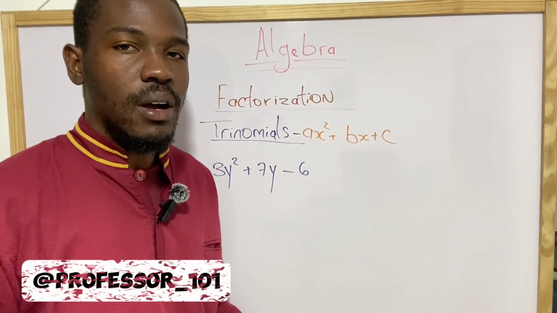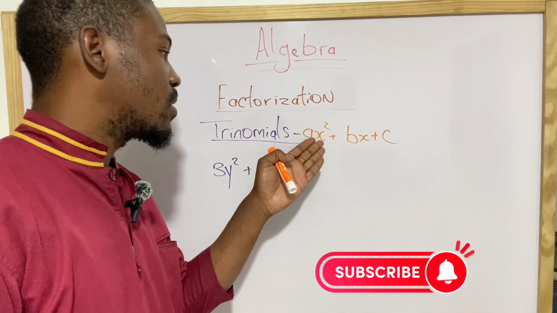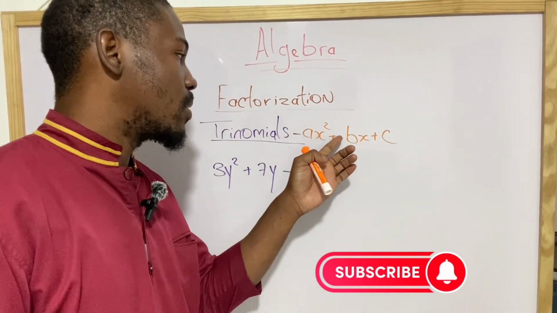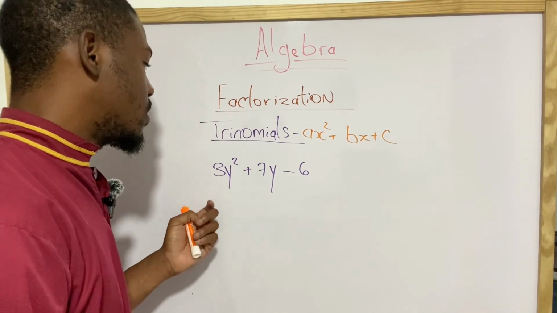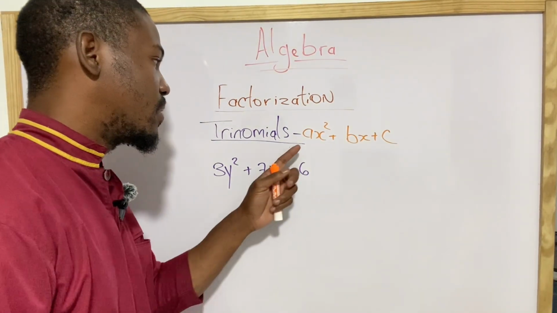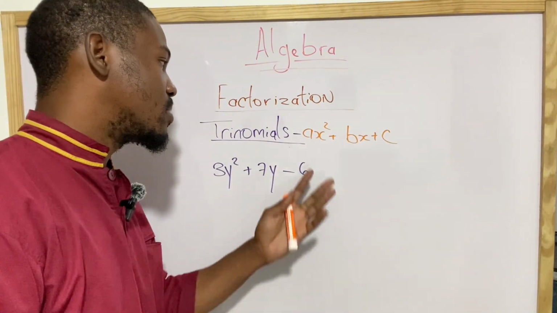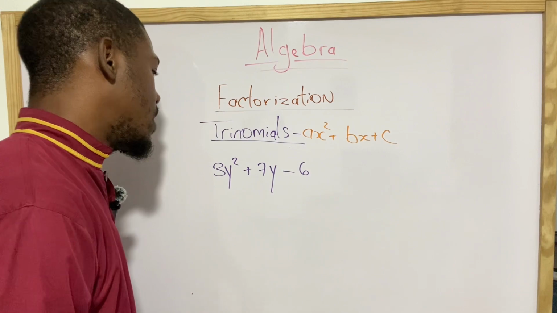Now it's time to talk about trinomials. So trinomials, as I said before, come in the form of ax squared plus bx plus c. Now look at this example. Though we have y and not x, it doesn't mean anything different. They are just variables.